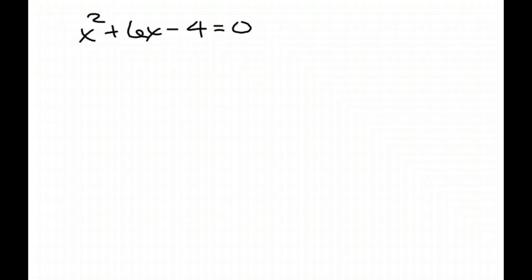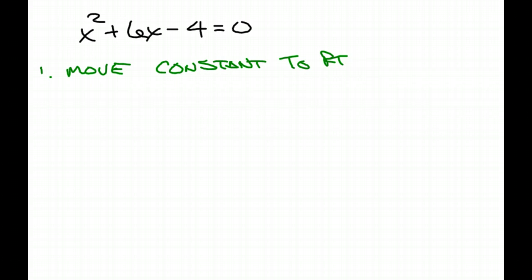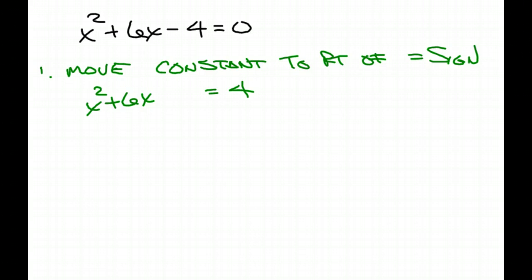Okay, so here we go. First step. Move constant to right of equal sign. And it will look like this. So I took my constant, my 4. Constant meaning it's not going to change no matter what I do to x. And it's going to move to the other side of the equal sign. Now I have a hole right here.